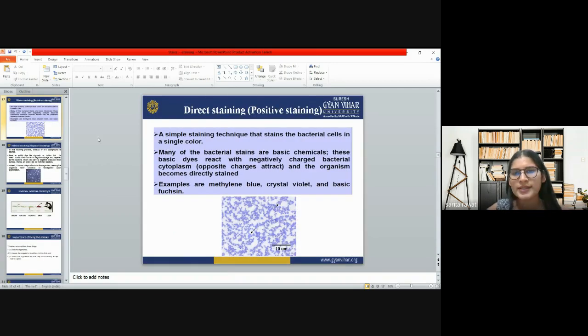Now, direct staining is a positive staining, a simple staining technique that stains the bacterial cell in a single color. As you can see, the bacteria are in a single stain, and there is no background staining. Many of the bacterial stains are basic chemicals. These basic dyes react with the negatively charged cytoplasm. Opposite charges attract and the organism becomes directly stained. For example, methylene blue, crystal violet and basic fuchsin.